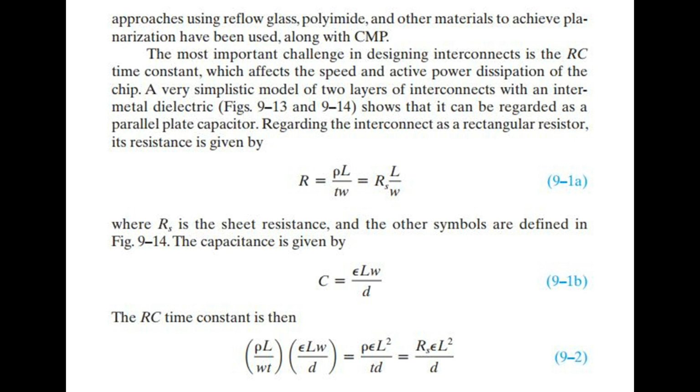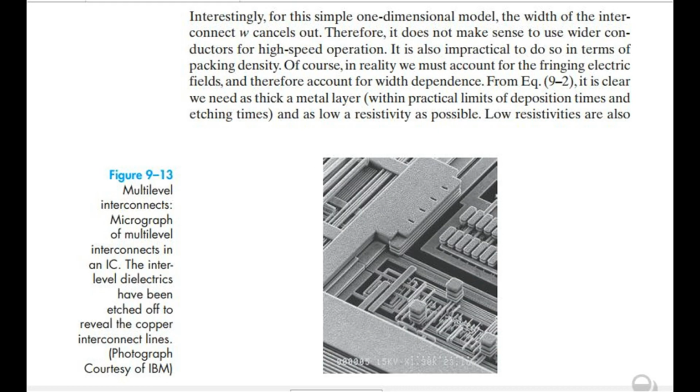A very simplistic model of two layers of interconnects with an intermetal dielectric, Figs 9.13 and 9.14, shows that it can be regarded as a parallel plate capacitor. Regarding the interconnect as a rectangular resistor, its resistance is given by R = Rs L/W, where Rs is the sheet resistance, and the other symbols are defined in Fig 9.14. The capacitance is given by the resistance times capacitance time constant is then.